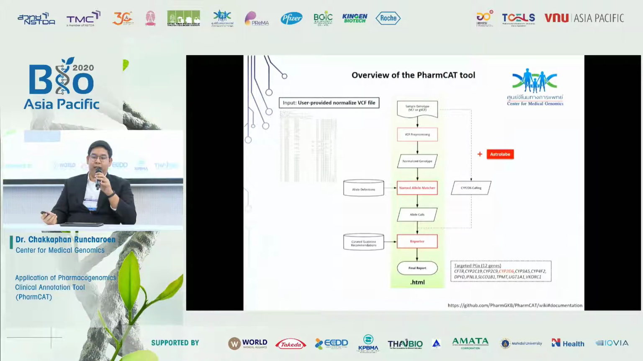In the final report, there are 11 genes included. In this case, only 10 genes can be reported with the recommendation based on the CPIC guideline. And in case you want to include the result of CYP2D6, you have to analyze with another tool, which is Aldy, and then you can incorporate the result from Aldy into the final report, making a total of 12 genes in the report.